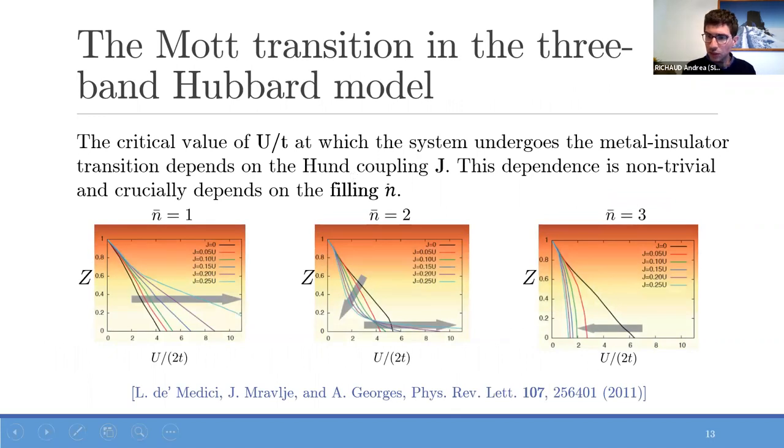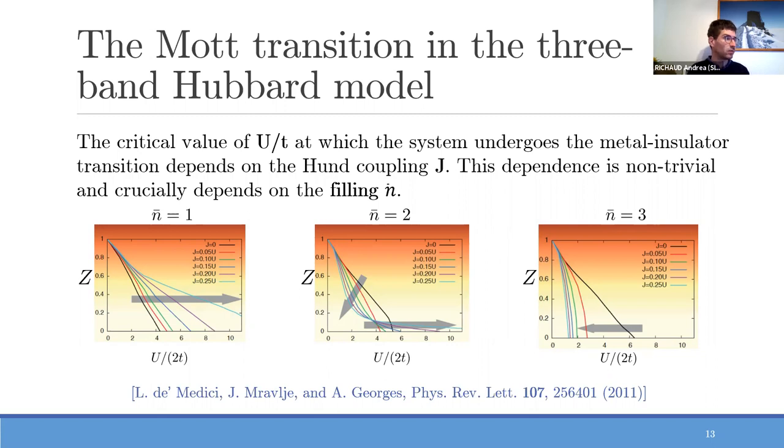So what about the mott transition in this system? The mott transition is not as simple as before. There is a whole, let's say, zoology of situations that I try to summarize with these pictures. The critical value of U over T at which the system undergoes the metal-insulator transition depends on the Hund's coupling, and depends also on the filling, so the number of electrons per site.